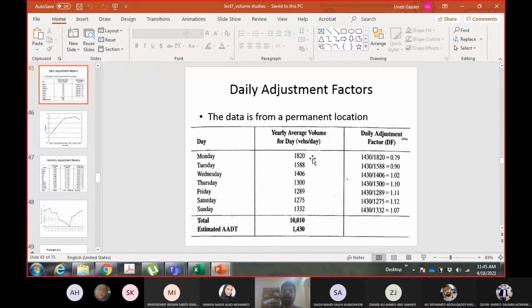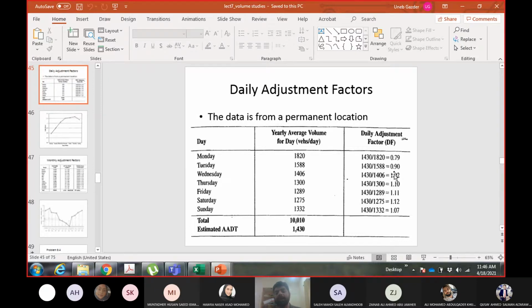Okay, and if you want the total average traffic for the week, you take the summation of the 7 days, which is this one, 10,010. So this is the total average traffic of the week, the total of the 7 days. Now if you want AADT, which is the average annual daily traffic, the average of the complete year, you will take the average of the 7 days, because each value itself is already an average for the entire year. Like this value is already the average of the Mondays of the year. So we have these 7 averages, and if you take the average of these 7 values, you will get the average of the entire year, which is AADT.